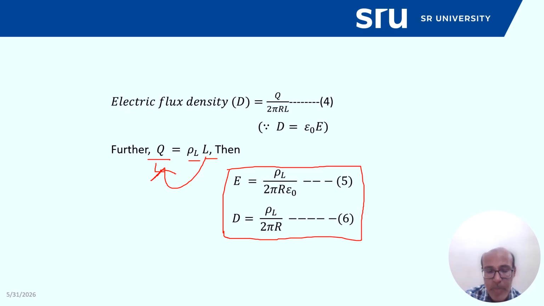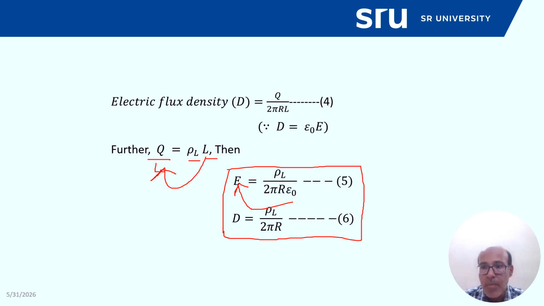So what is 2 pi? You know, r is the radius of the cylinder, the cylindrical Gaussian surface. Epsilon naught is the permittivity of free space. Multiplied together, you get the value rho L by 2 pi r epsilon naught. If you know rho L, the length of the infinite line charge, we are not bothered.